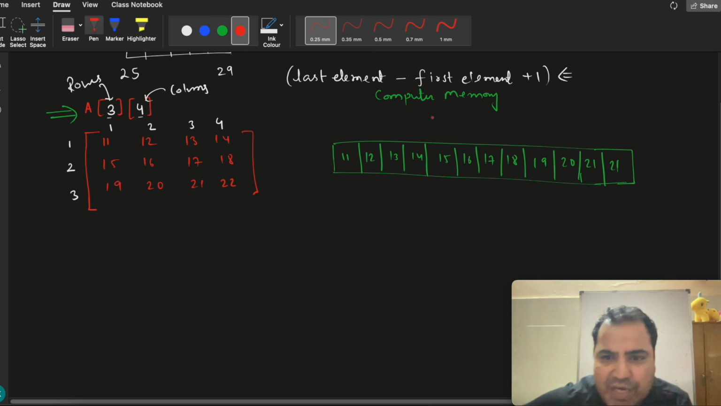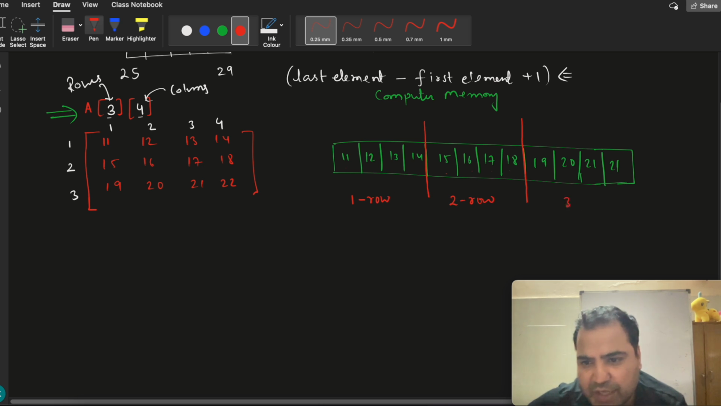To make you understand, I will mark it with red. This is the first row, 1 2 3 4. This will end the first row. 1 2 3 4 will end the second row, and 1 2 3 4. So this is our first row, this is our second row, and this is our third row.